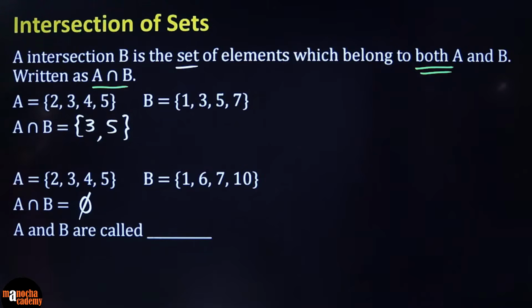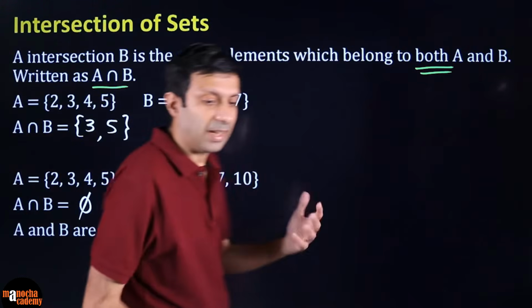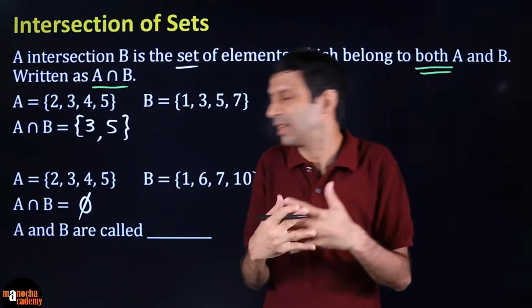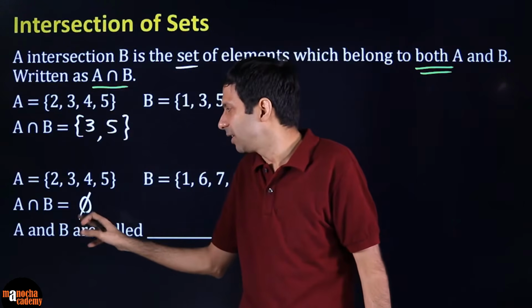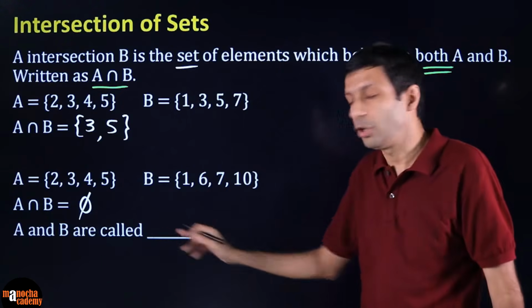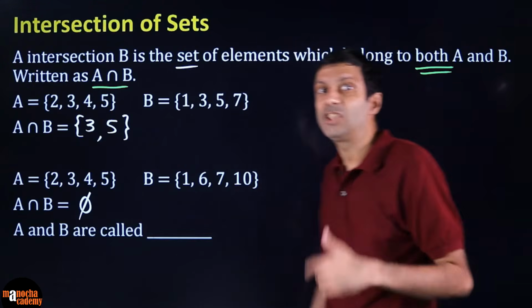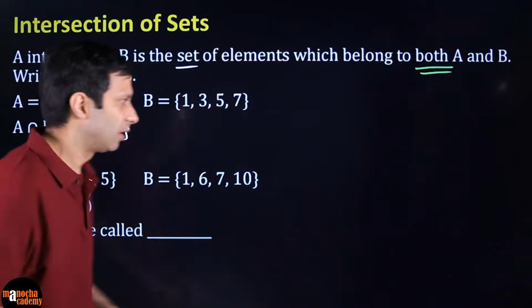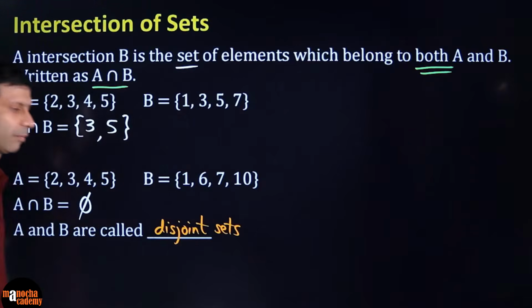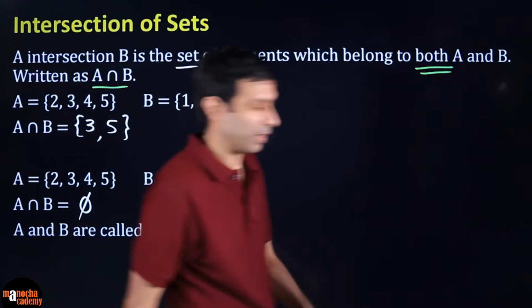Very good. And in this case, when A intersection B is a null set, that means there's nothing common here. When it is a null set, then A and B are called, do you know what is the term used here? These are known as disjoint sets. These are called disjoint because they have nothing in common.